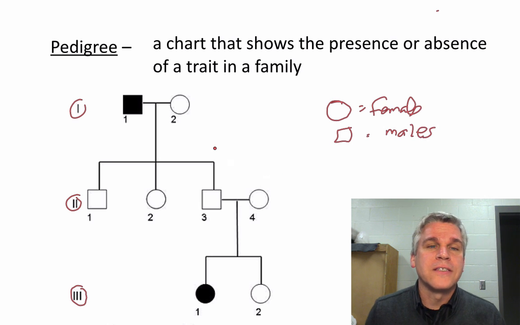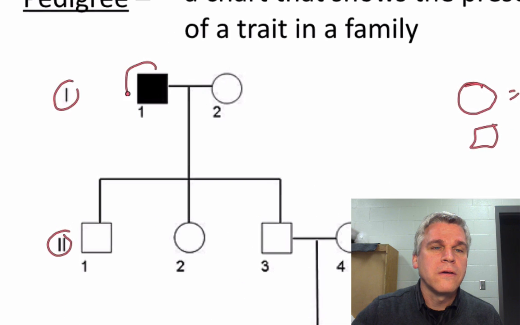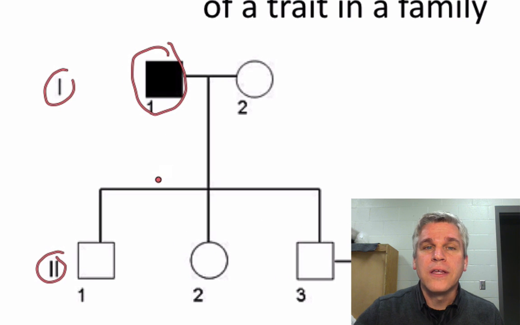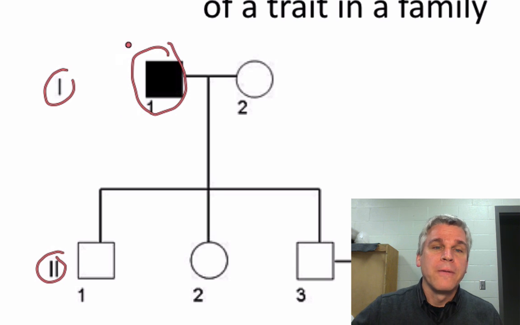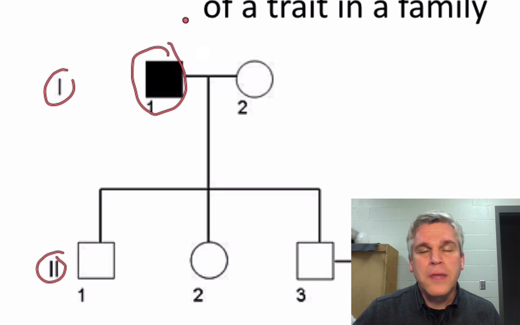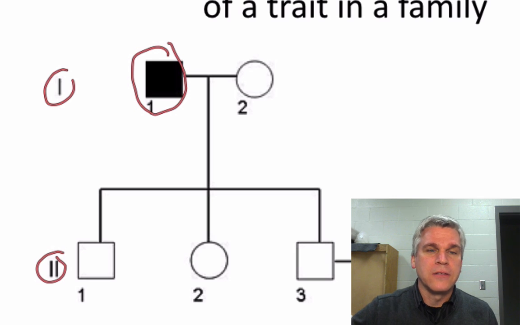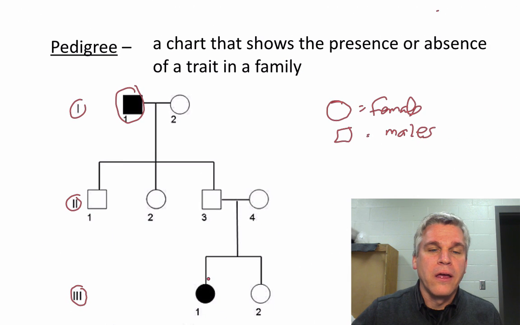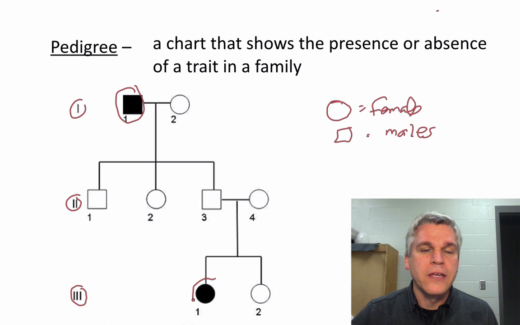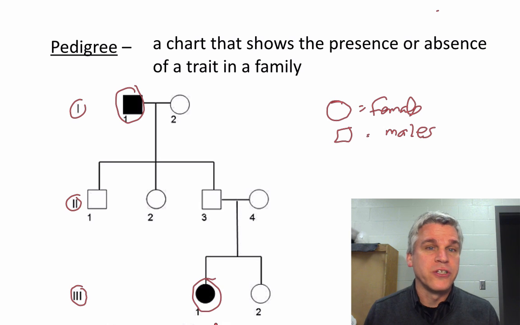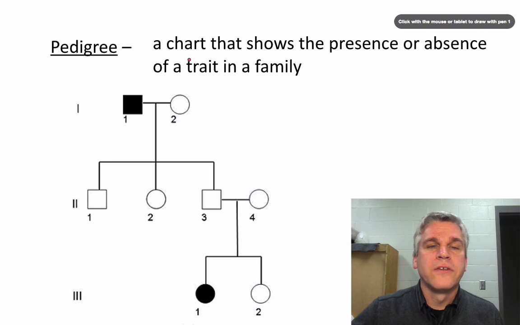You'll also notice that some of them are colored in and some of them are not. So for instance, this person here, that square is colored in. That would show that that person has that affliction, whatever the pedigree happens to be about. If they are not colored in, that means that they don't show that trait. In this particular pedigree, the only other person on here that shows that trait is way down here in generation number 3.